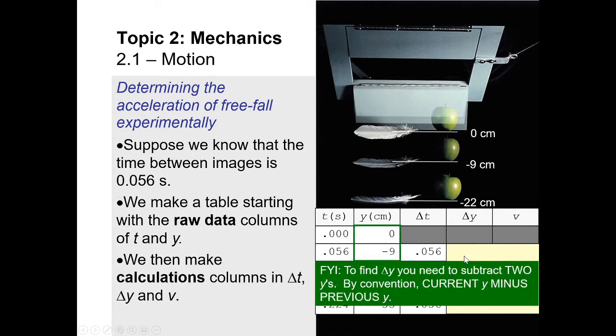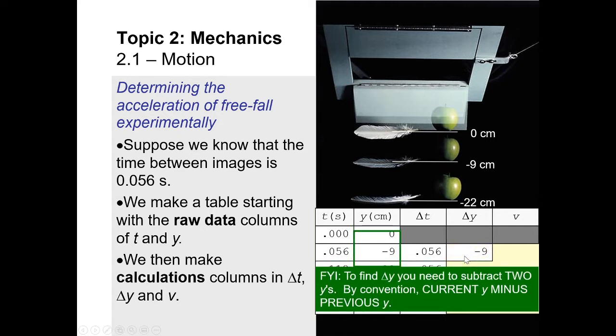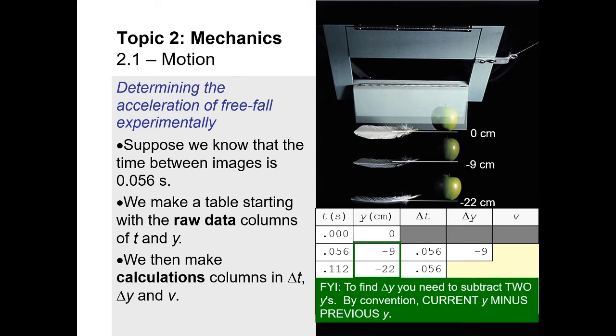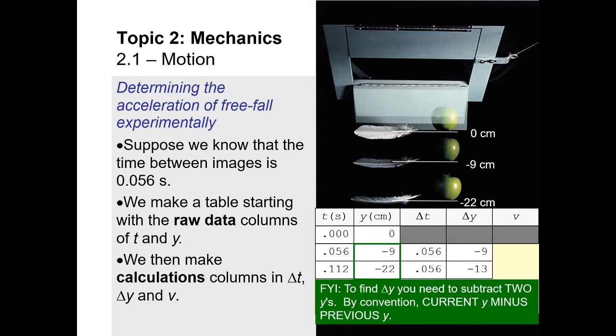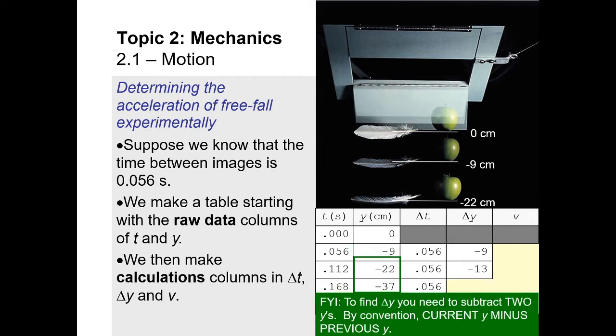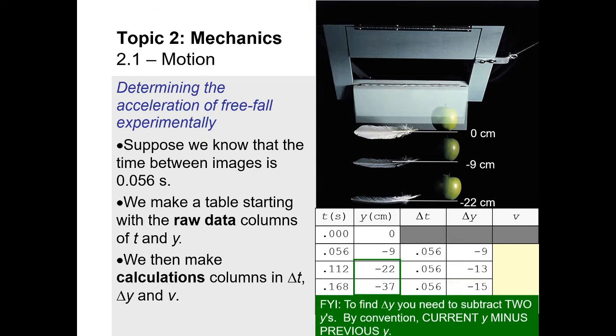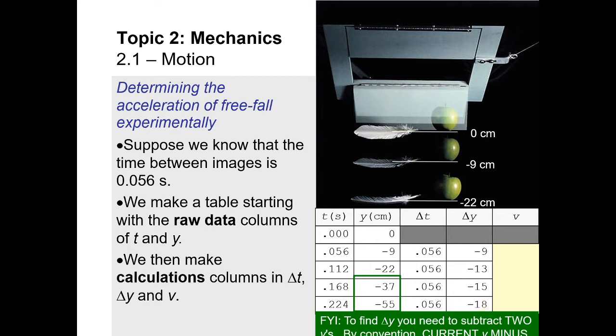So -9 minus 0 is -9. -22 minus -9 is -22 plus 9, which is -13. -37 minus -22 is -37 plus 22, which is -15. And finally, our last difference results in -18.